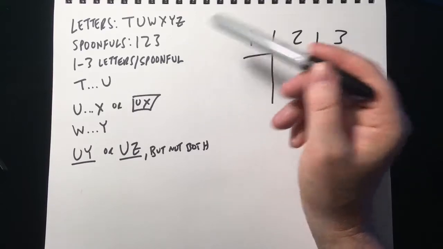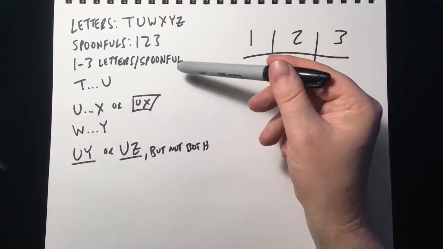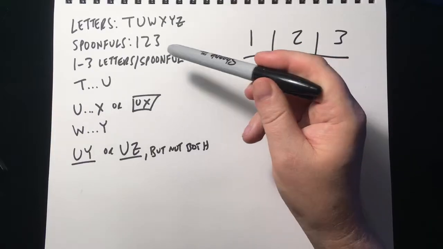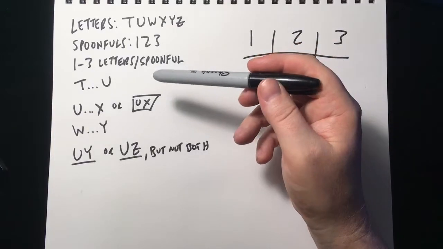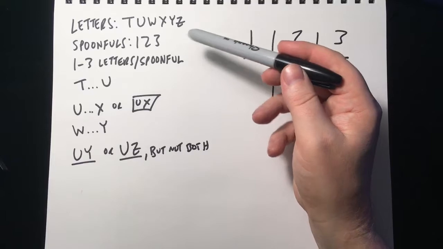They have to eat 1 to 3 letters per spoonful, so you can't have any empty spoonfuls. I guess an empty spoonful doesn't even make sense. And then they create some kind of game about how they're going to eat them.